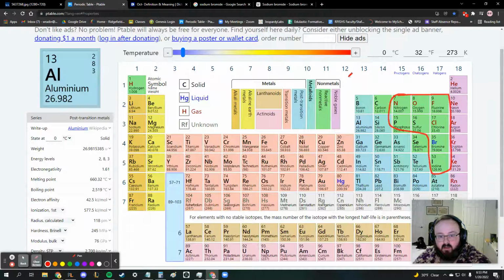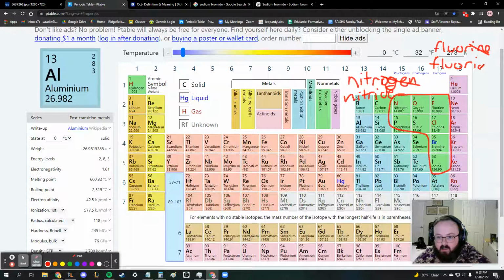So I would take nitrogen, and this will just become nitride. We just did oxygen. Fluorine. Instead of fluorine, we take off that ending there, fluoride. You may have heard about fluoride because that is what we put into toothpaste.